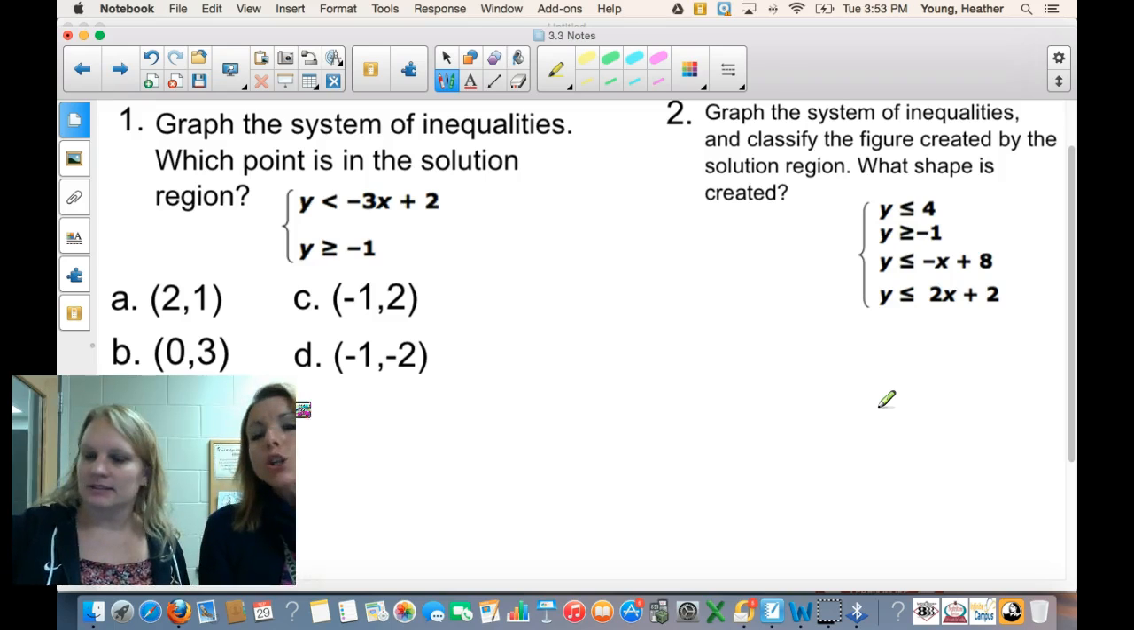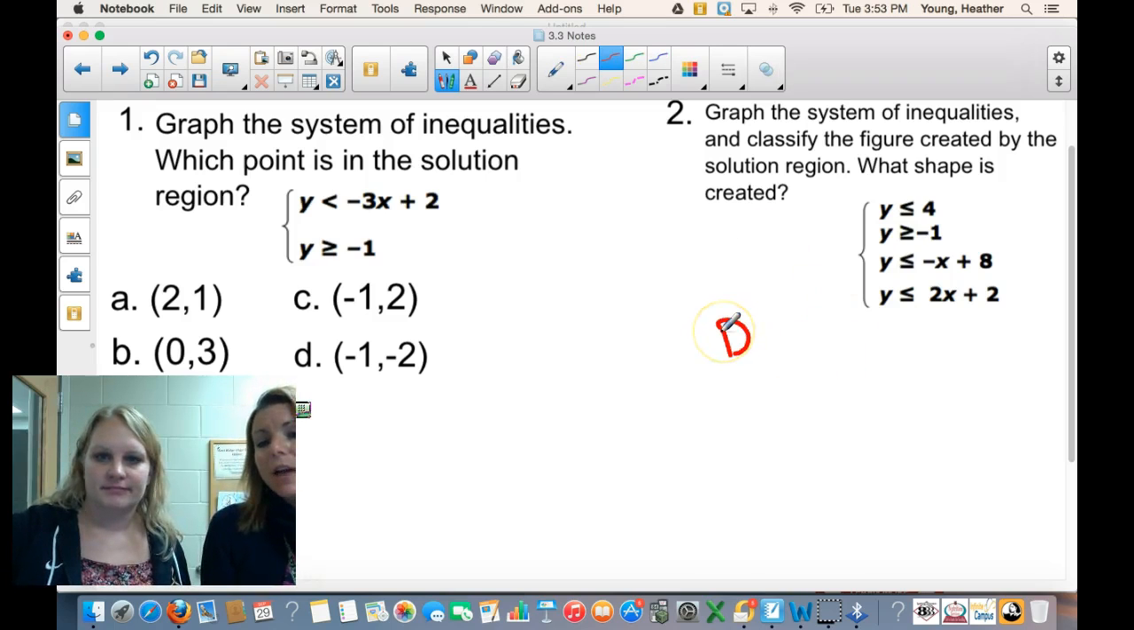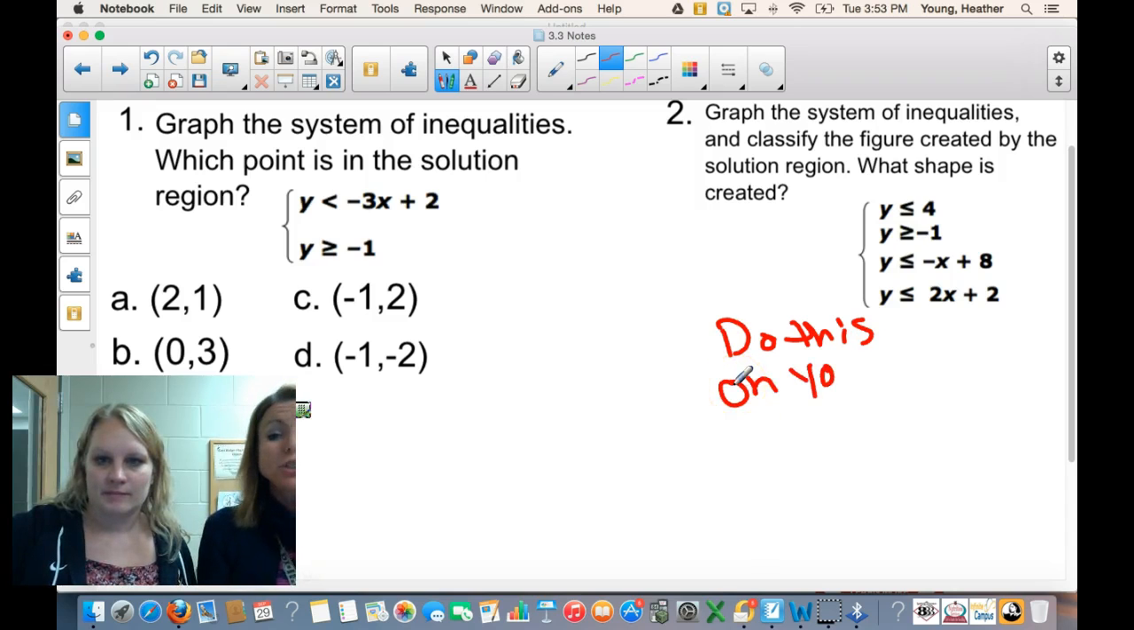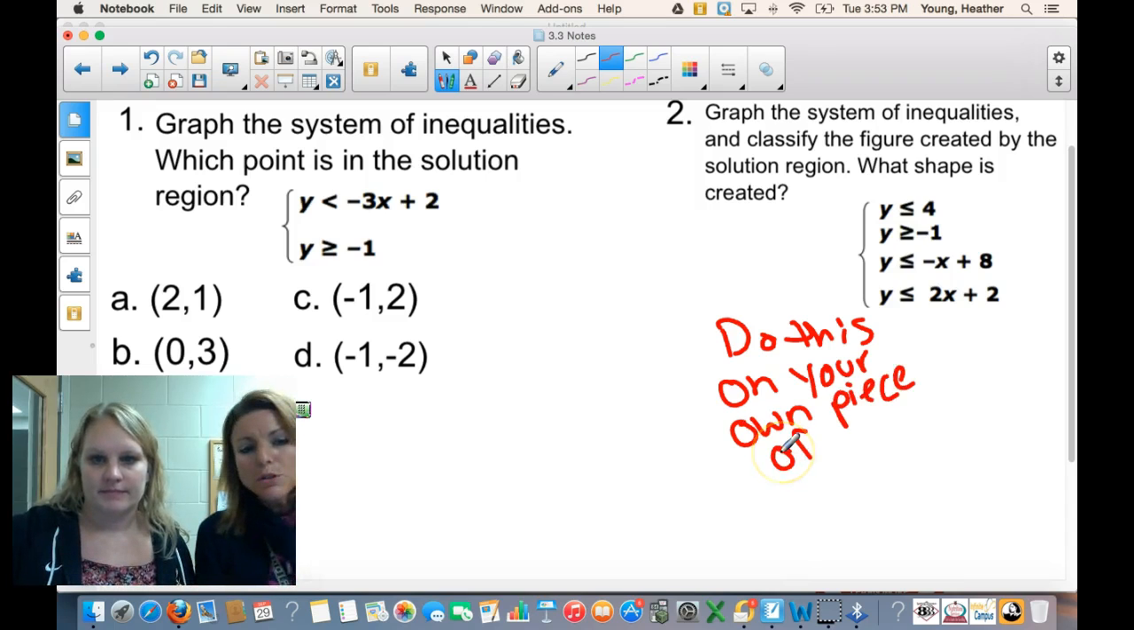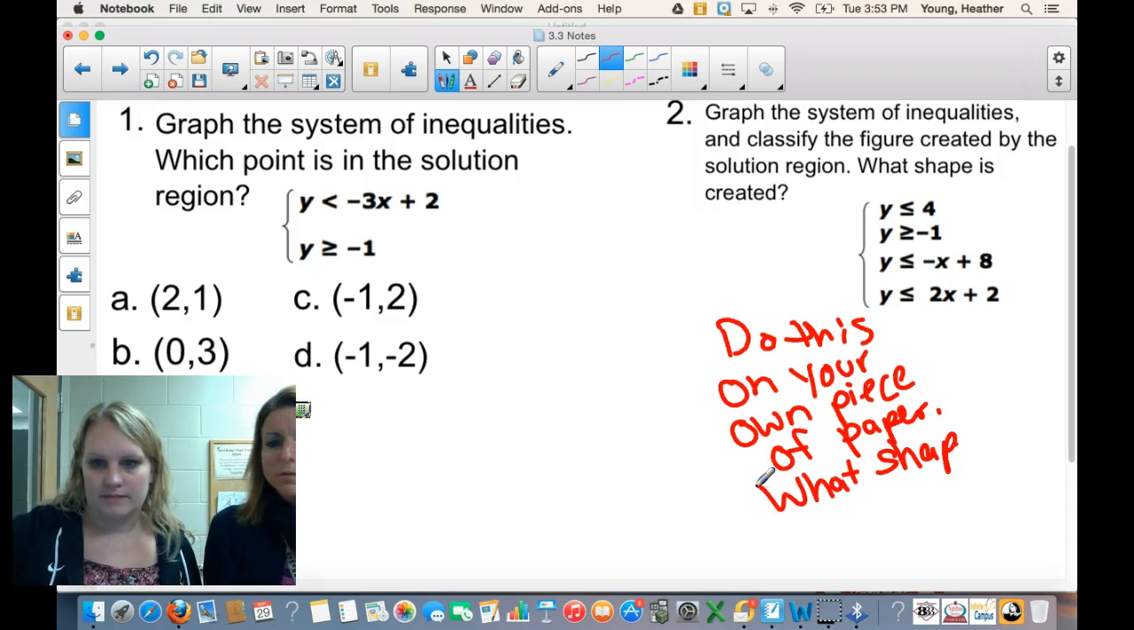It says graph the system of inequalities and classify the figure. What you're going to obviously have to do is graph it on your own piece of paper. And then what you're going to tell us is, what shape did it make? On number 2, tell us the shape that it makes.